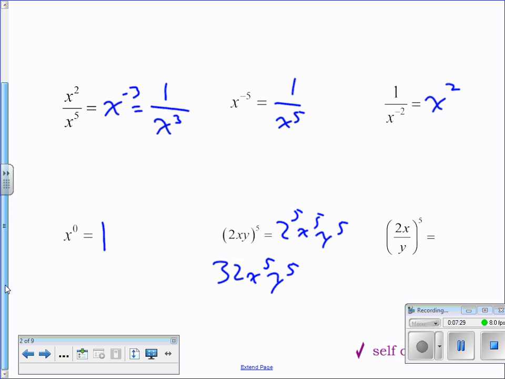It's multiplication and division. Anything that's in there, because there's no addition or subtraction, everything that's here, I get 2 to the 5th, x to the 5th, y to the 5th. Everything gets raised to the 5th power. I feel like Oprah. So I get 32 x to the 5th over y to the 5th. Everybody gets the 5th. You get a 5th power. You get a 5th power. Sorry.